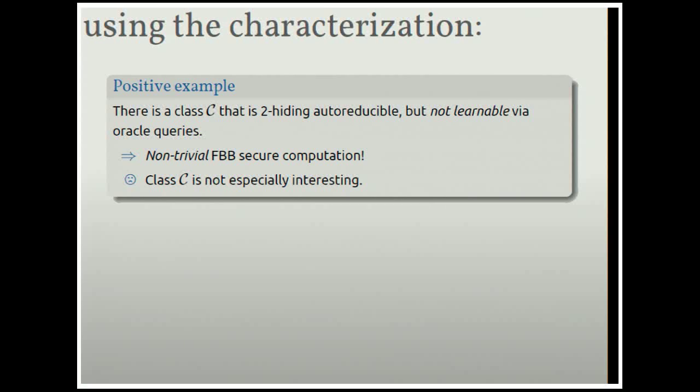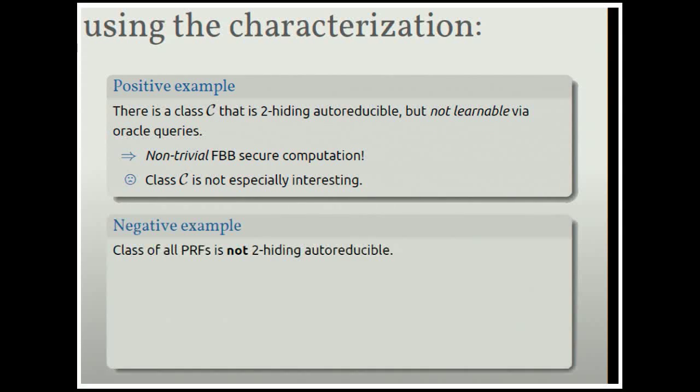We can use this characterization to show a positive result. There's a class of functions that has this auto-reducibility property, which means you can evaluate these functions without knowing the code. And in fact, this class of functions is not learnable from Oracle queries. So it's infeasible to even know the code of these functions if you're just querying them. This is one of those non-trivial examples. Unfortunately, it's a slightly contrived example, so this is a good opportunity for some interesting follow-up research.